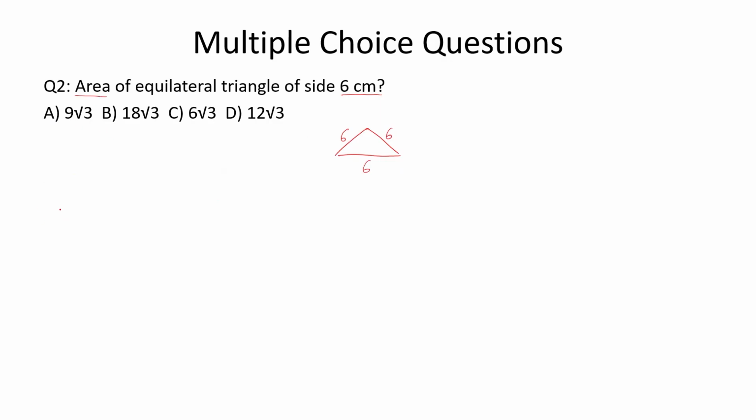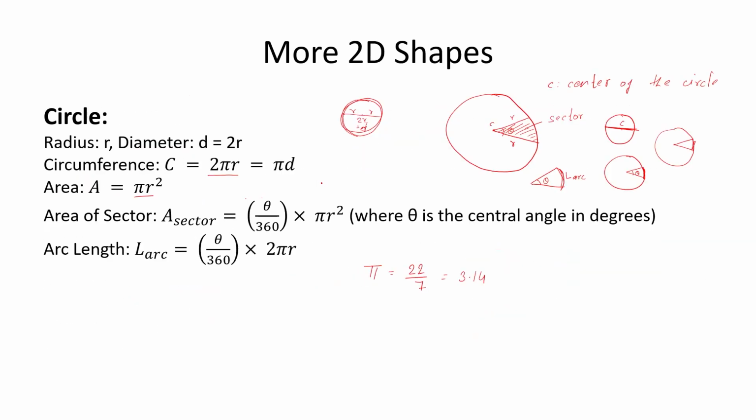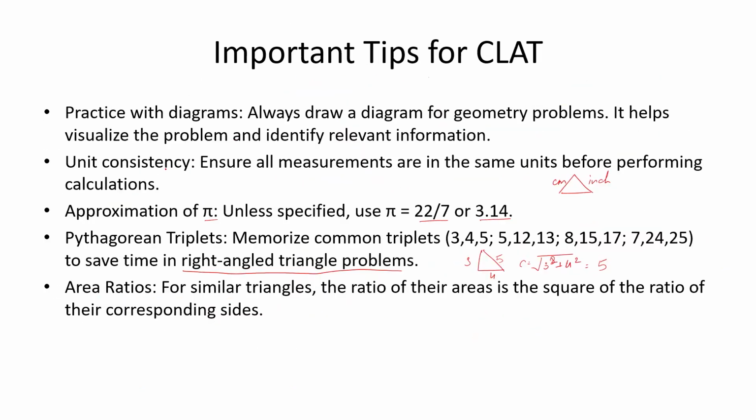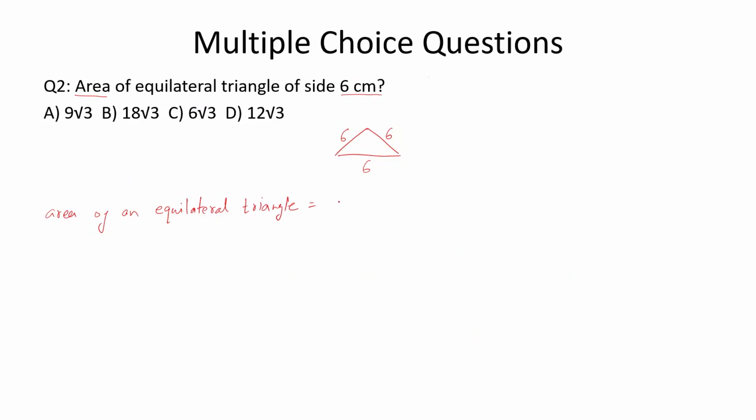Area is asked. So you should remember area of certain shapes. Area of an equilateral triangle, do you remember the area? If not, please go back and check the formulas. It is given here. Area of an equilateral triangle is root 3 by 4 into side square. Side is already given, right?